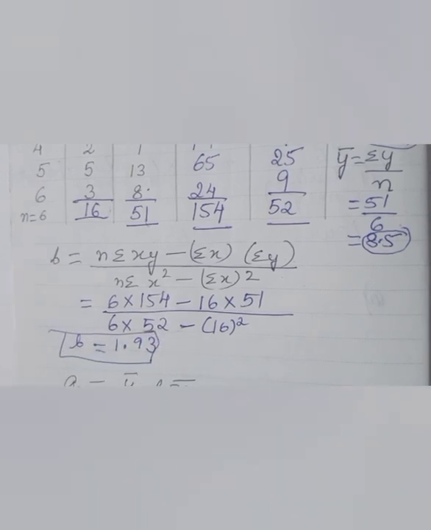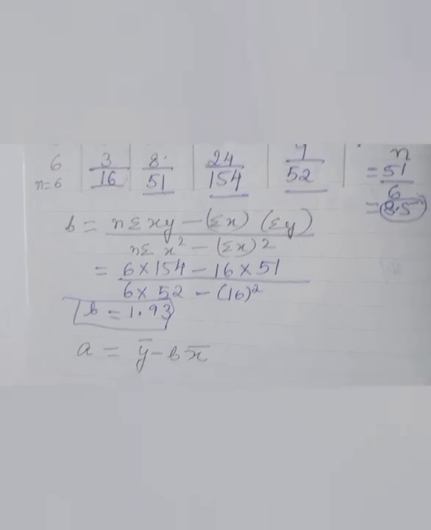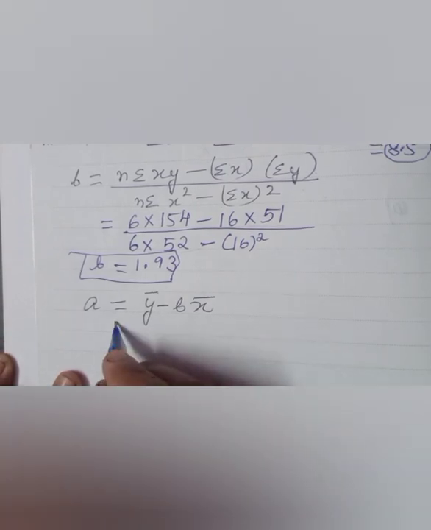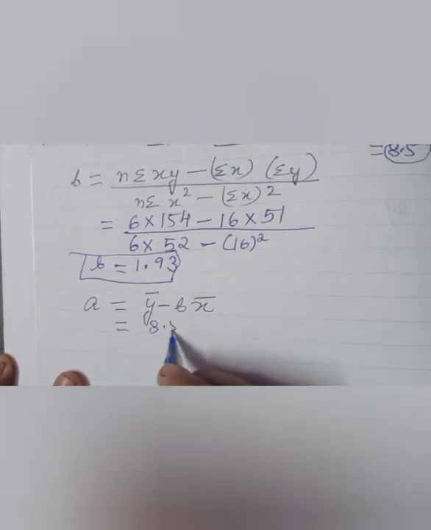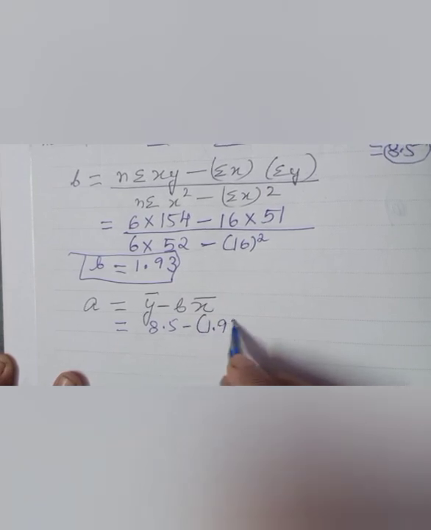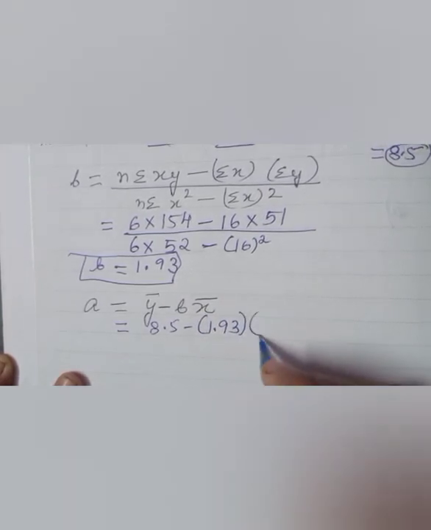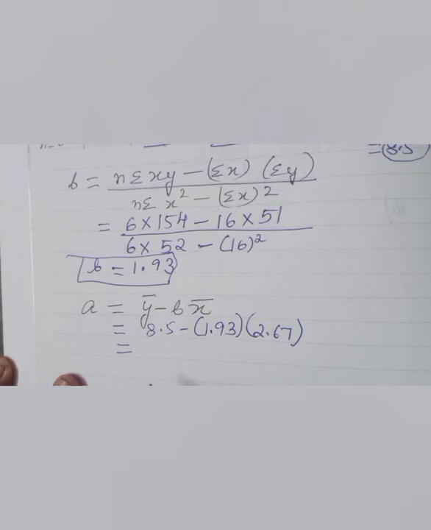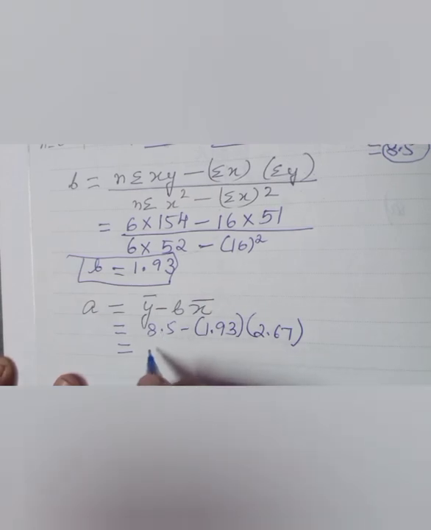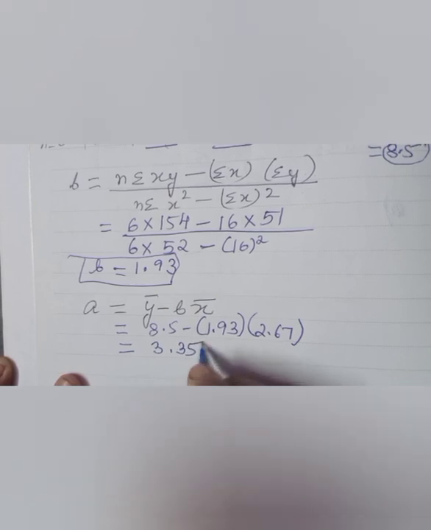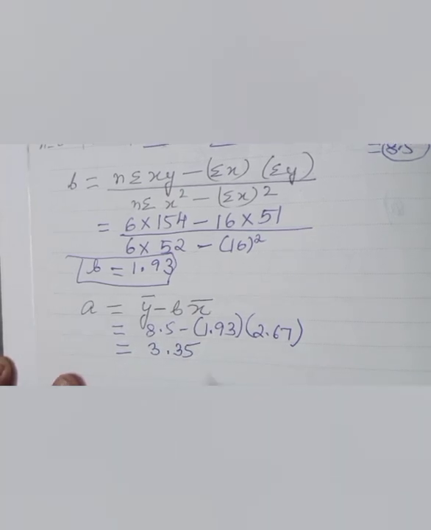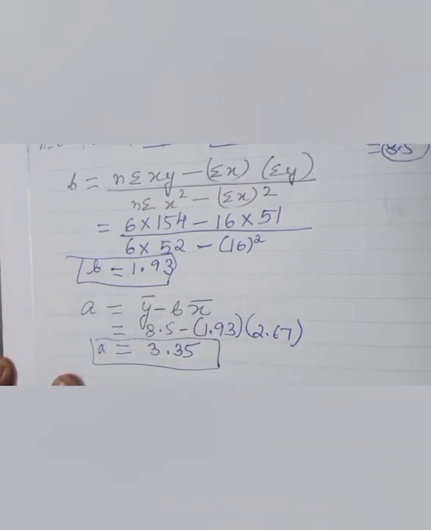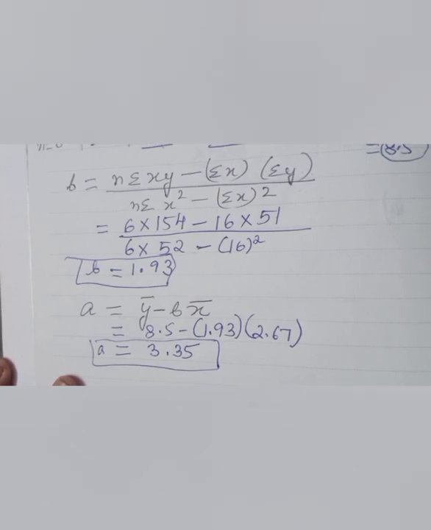So now after getting b, what we are supposed to do? We have to find a. So what is the formula? a is equal to y bar minus b x bar. y bar we have got it as 8.5 minus b is 1.93 and x bar we have got it as 2.67. Now when you solve this, the answer which you will be getting for a is 3.35. Now what you are supposed to do? Substitute the values of a, that is this one, and the value of b in the regression equation of y on x.